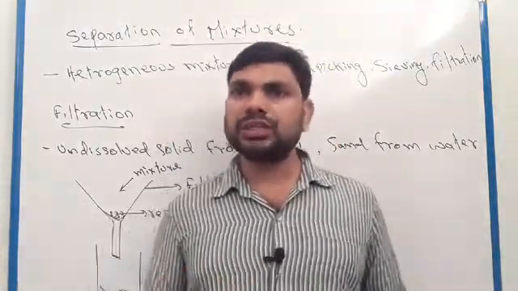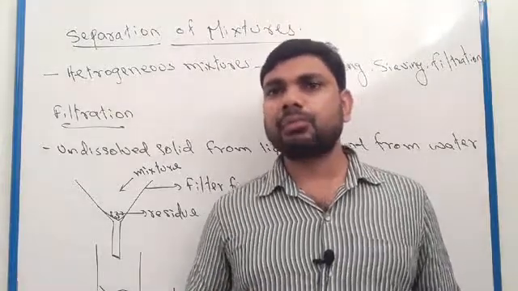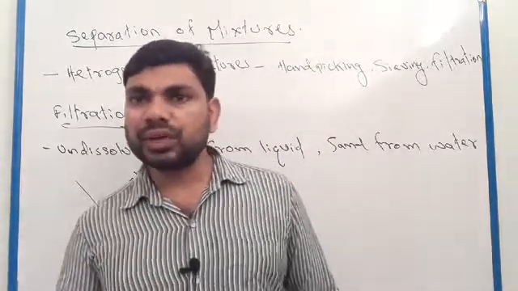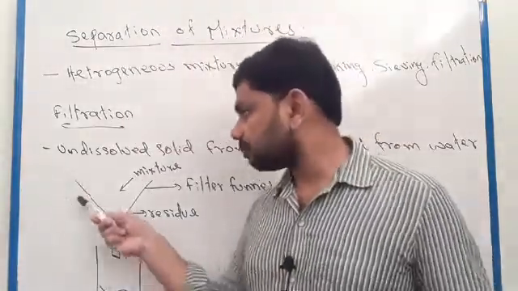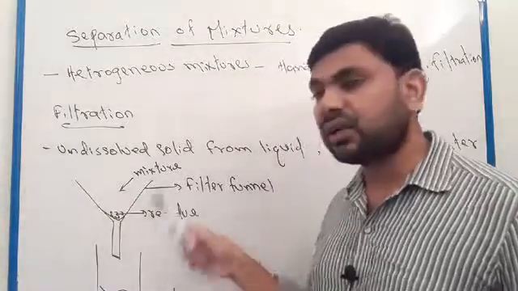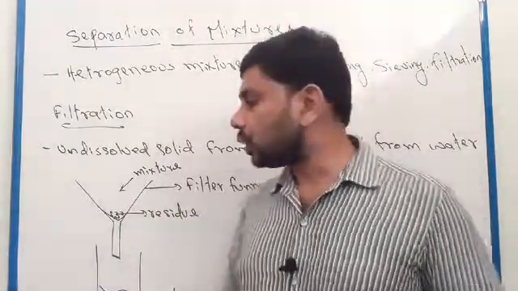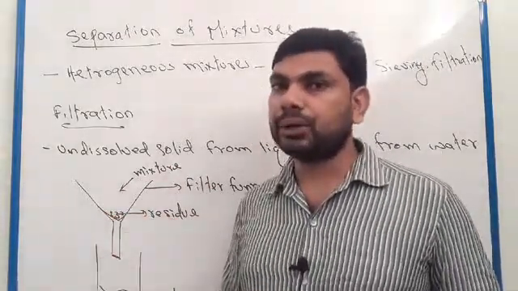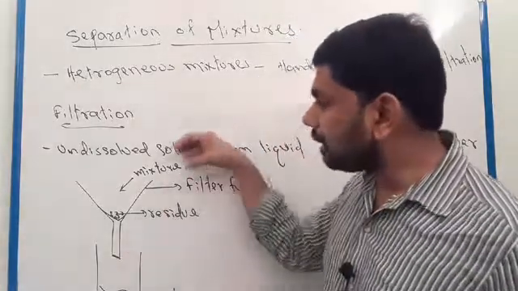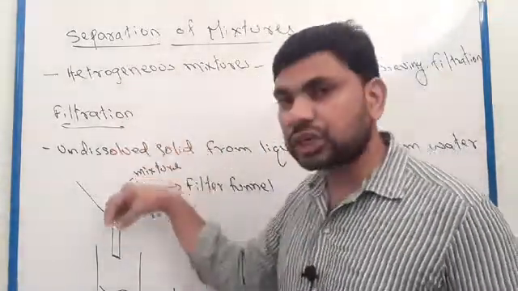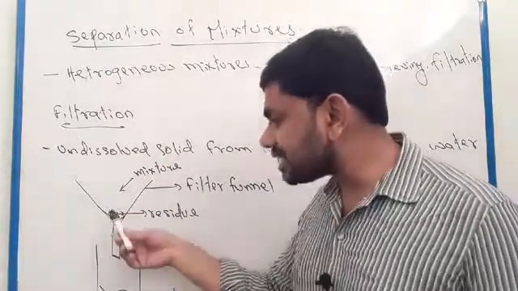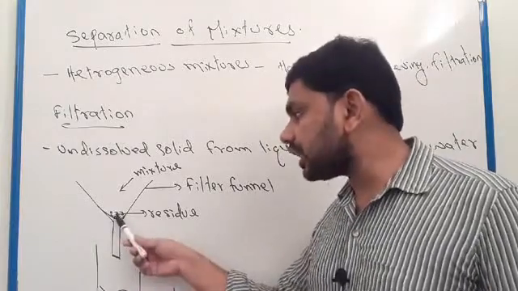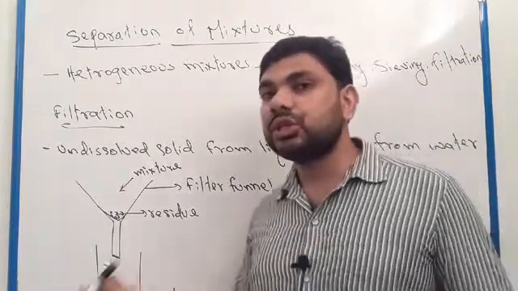I told you heterogeneous mixture, for example sand in water, we can separate by filtration. For filtration we will use a filter funnel. We will use this type of funnel. This is called filter funnel. On the top of the filter funnel we will keep filter paper. Okay, and we will put the mixture from the top of the filter funnel. All solid will stay over here, only liquid will come down. The solid which stays on the top is called residue.